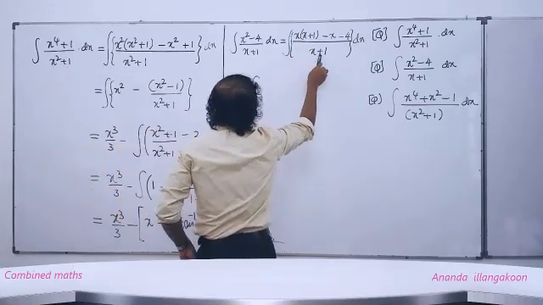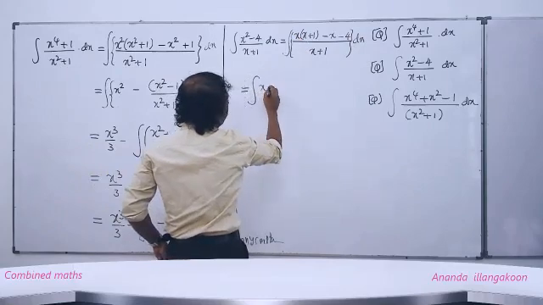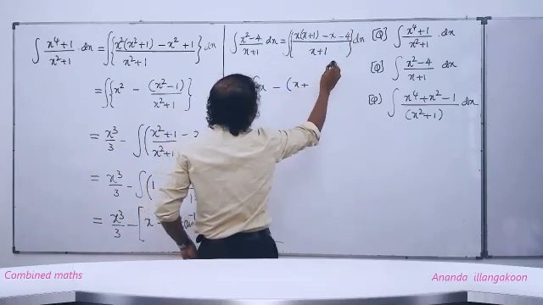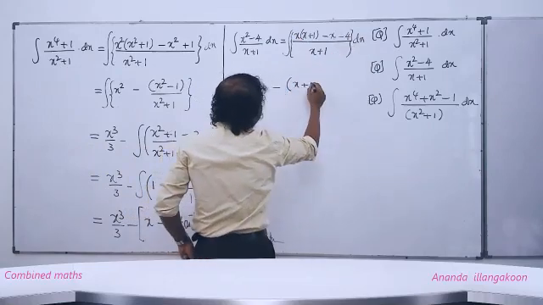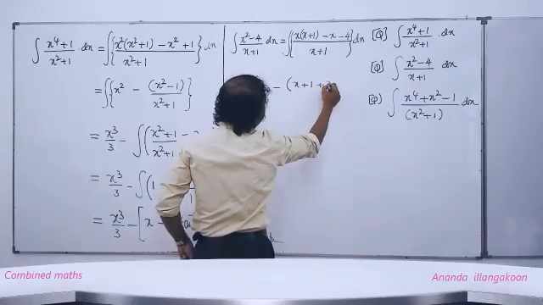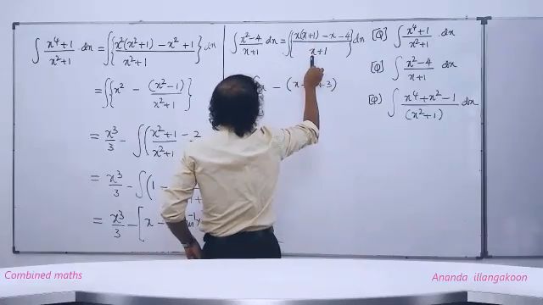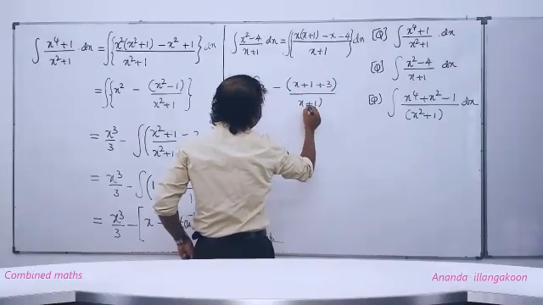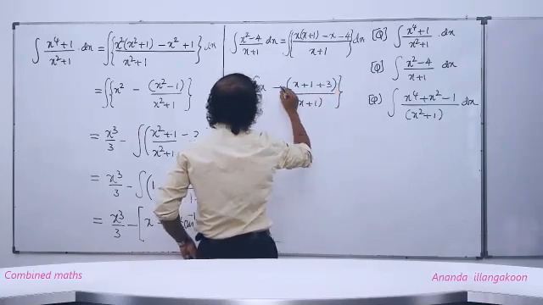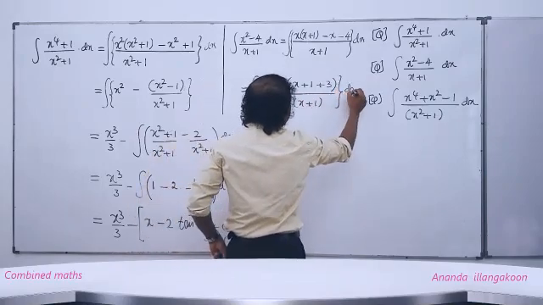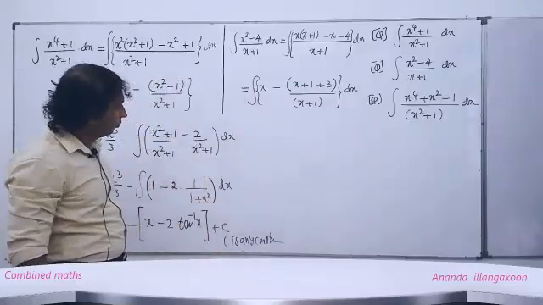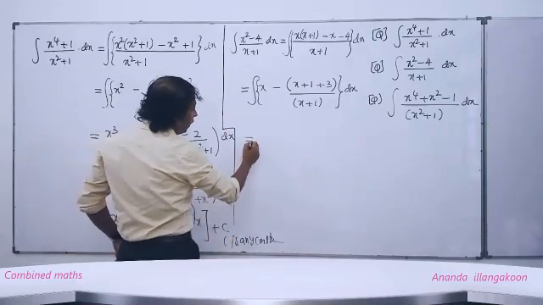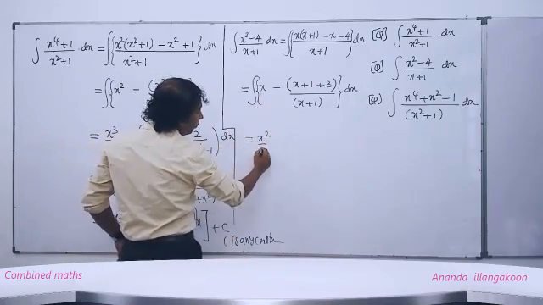Now we divide this by this, then we have x. And this minus sign I am going to take out. Then we get x plus 4. That 4 I can write x plus 1 plus 3 this way. We divided this by this and we have divided this by this now. That x plus 1 I write here, dx. Then I can integrate this. Integral of x is x squared by 2.